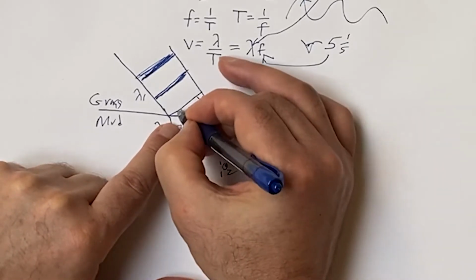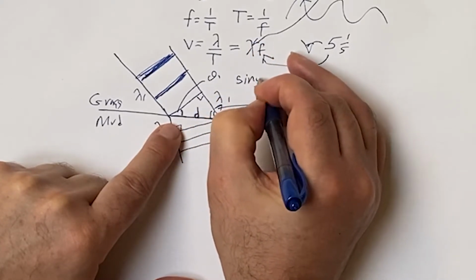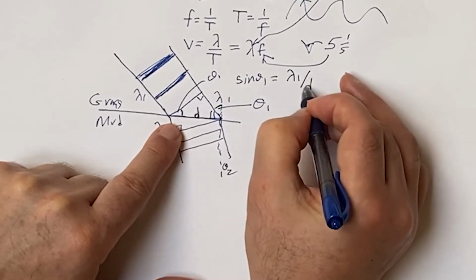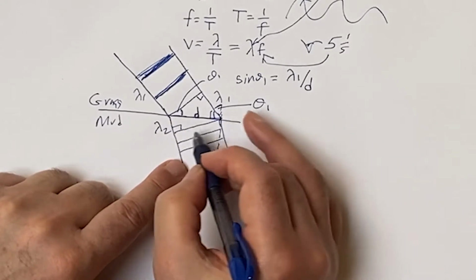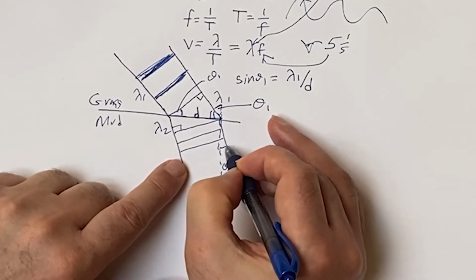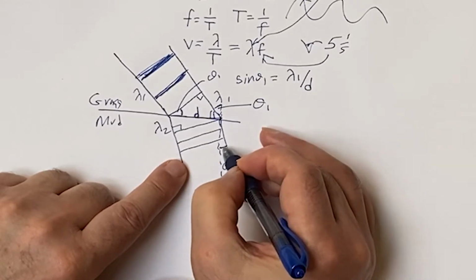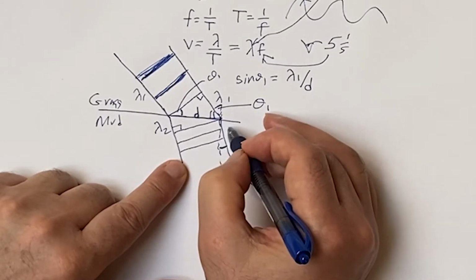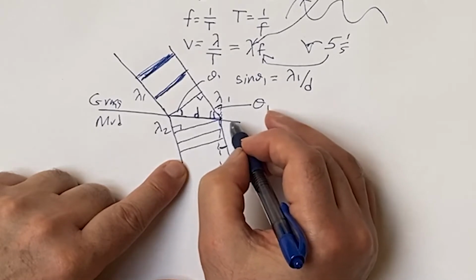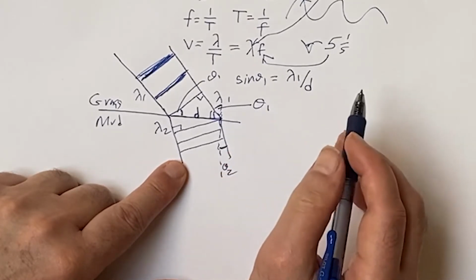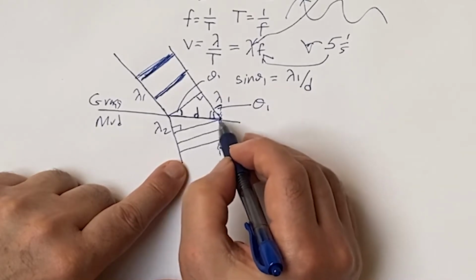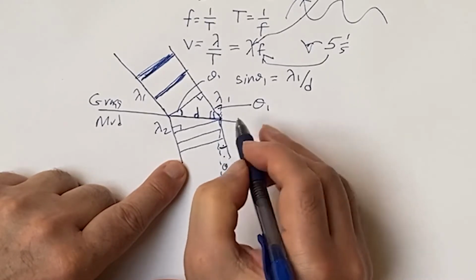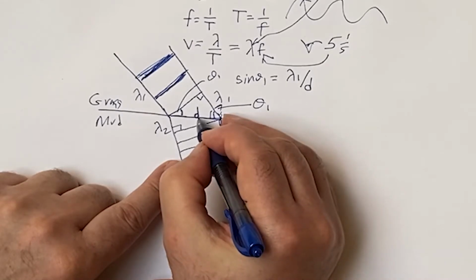So this angle here is your theta 1, and the sine of theta 1 is going to be your opposite, your lambda 1, divided by your hypotenuse, d. And then here, same thing applies. Whatever this angle is here, this angle is going to be complementary to this angle over there. And I would say for here, you're doing the same sort of situation where this angle theta 2 is going to be the same as this angle in here.